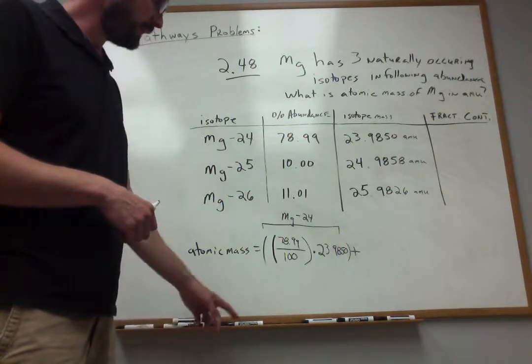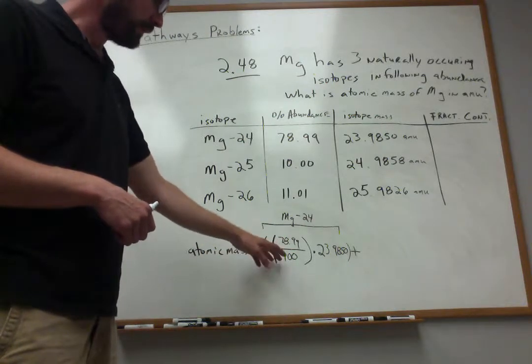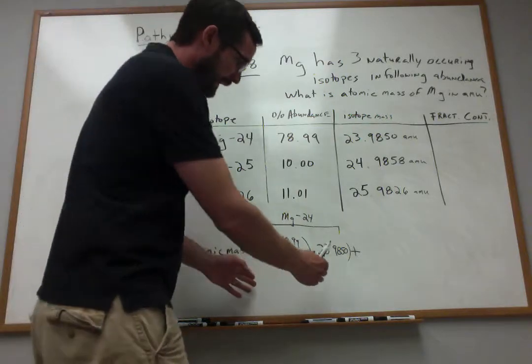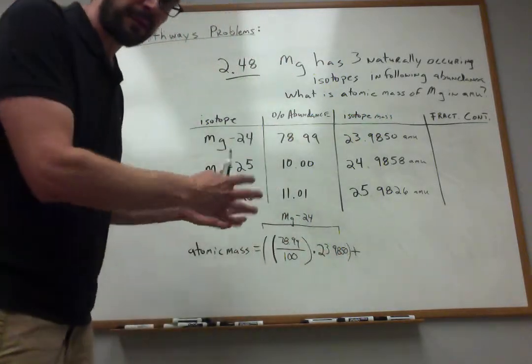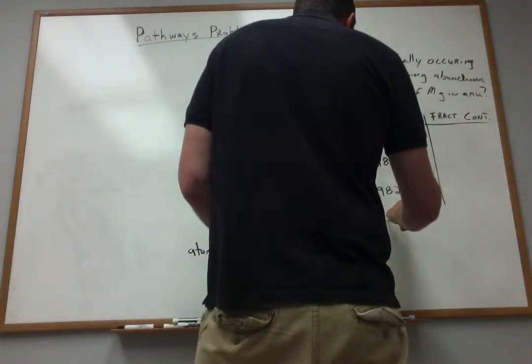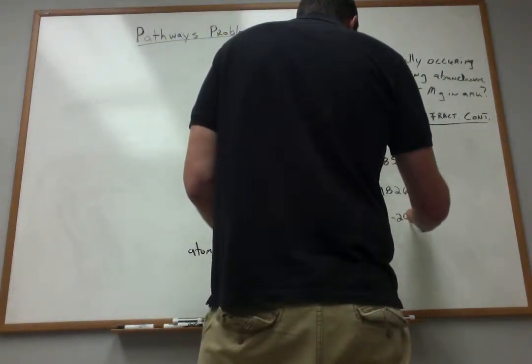So what you end up doing then is you multiply that fractional abundance times that isotope mass, and that gives you a contribution for that particular isotope. And you just do this over and over. So the next term will be for magnesium 25.